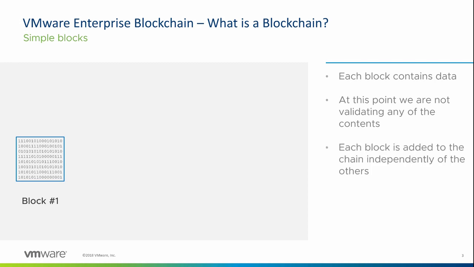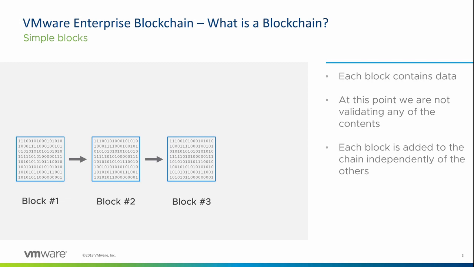And each block is added to the chain independently of the others. So as I add block 2, block 3 and block 4, I'm slowly building out my blockchain. So this is in essence what a blockchain is. It's a chain of blocks that are incrementally added in a linear fashion.